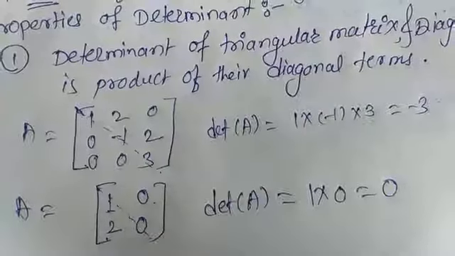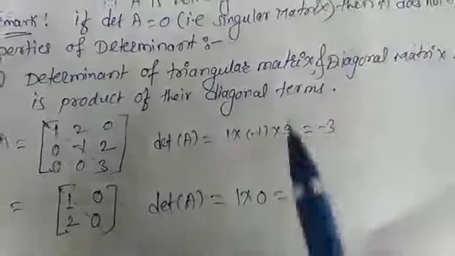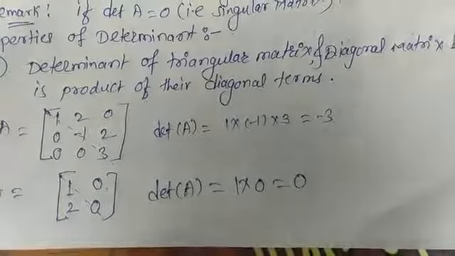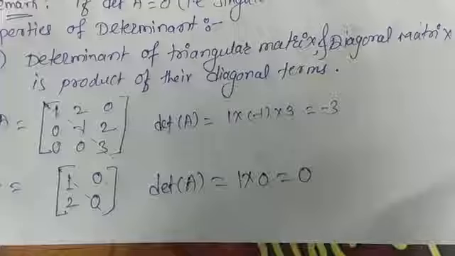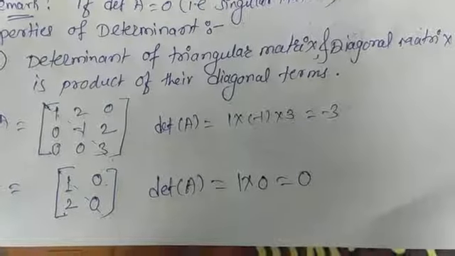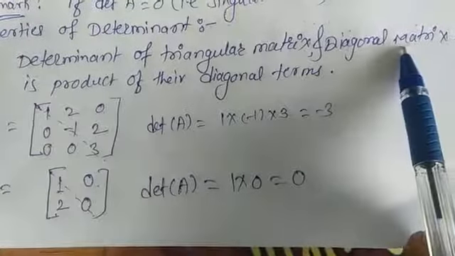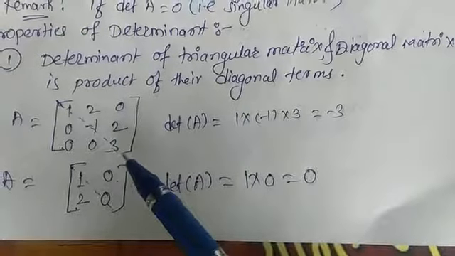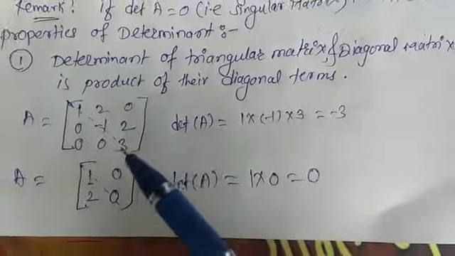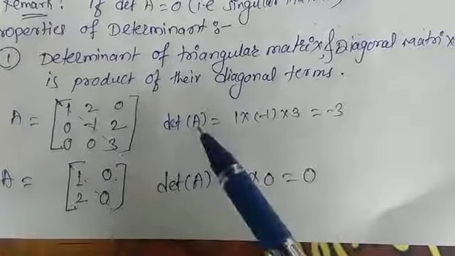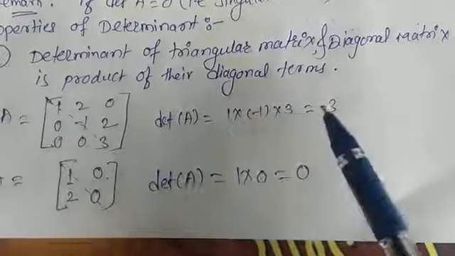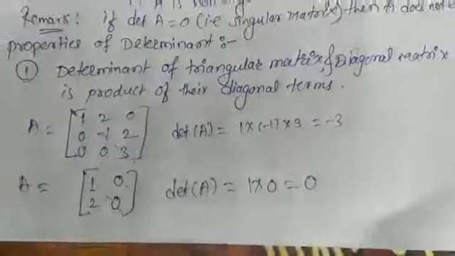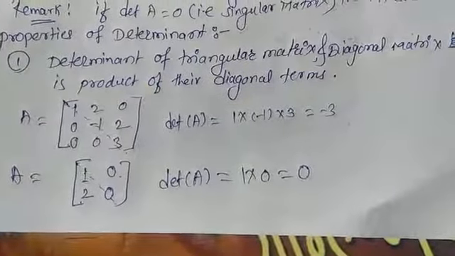Okay, so when the matrix is of the type triangular matrix, either upper triangular or lower triangular, or it is a diagonal matrix, which includes scalar matrix, then its determinant is the product of their diagonal entries. We can directly take the product of diagonals and write the determinant of A as the product of their diagonal entries. Okay, which is our first property.